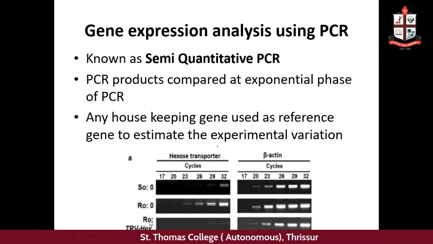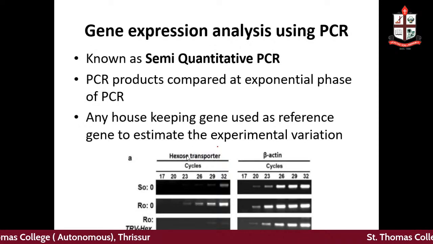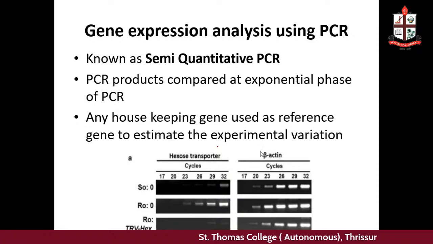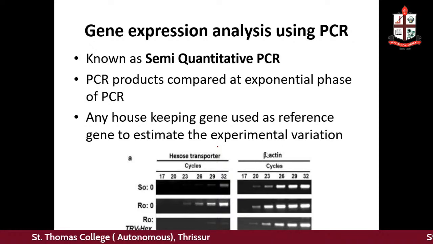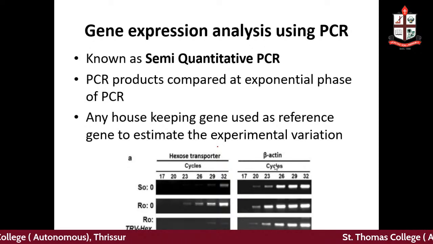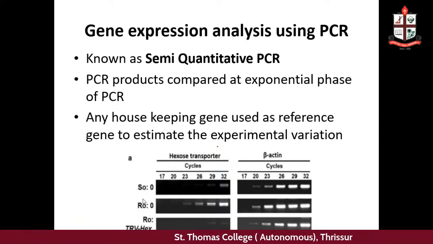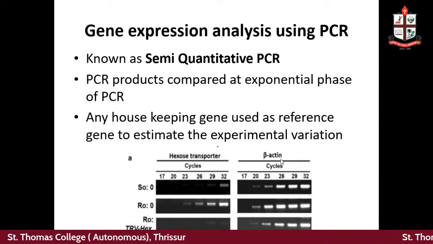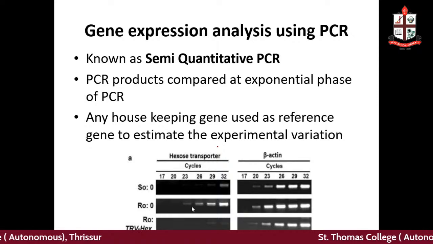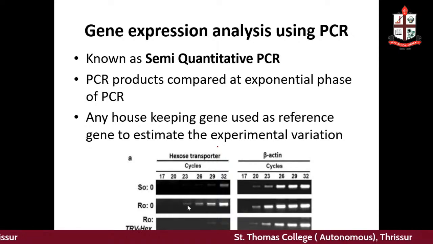This is a typical semi-quantitative PCR analysis, where you can see these are the different samples. The gene whose expression we are studying is hexose transporter. In this kind of analysis, we also keep a reference gene. Here beta actin is taken as the reference gene. A reference gene is a gene which is not affected by your treatment. These three are the different treatments, and this is the semi-quantitative analysis for this particular transporter.